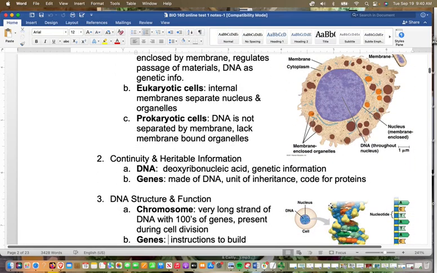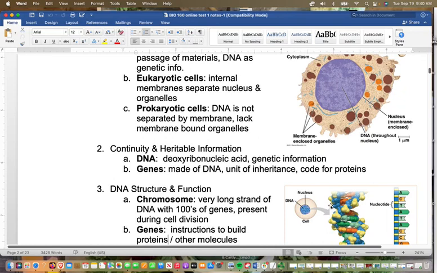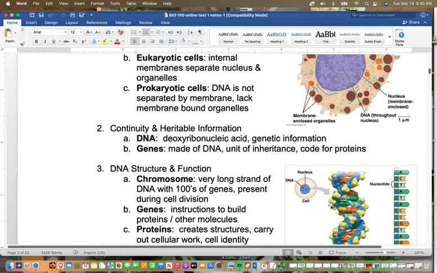We see continuity in heritable information. So things are going to be continually passed down from one generation to the next. The DNA, or deoxyribonucleic acid, is that genetic information that's going to pass down from one generation to the next. So your genes are made up of DNA. They are the unit of inheritance that will code for a protein.